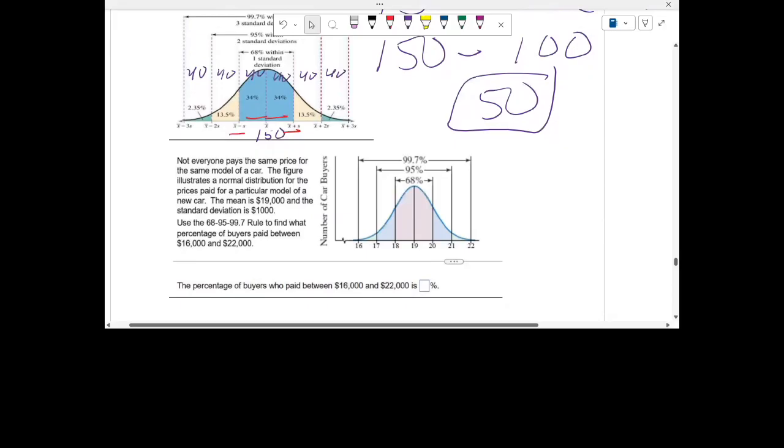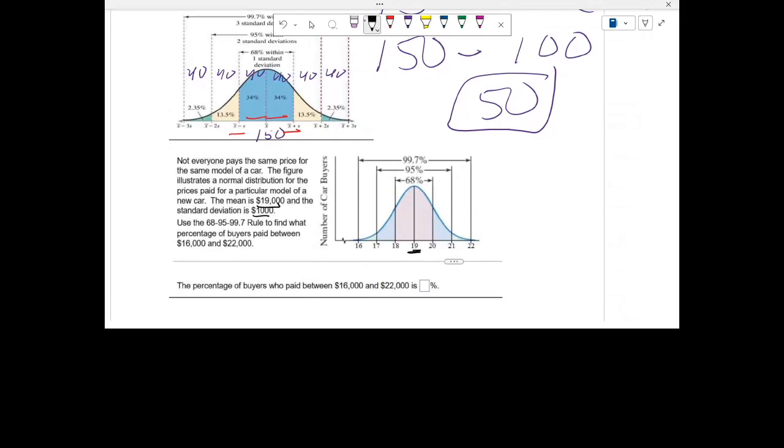So y'all, now let's take a look at the next problem. And y'all, we're gonna basically keep using that same chart, okay? And so it says, look, not everyone pays the same price for the same model of a car, right? The figure illustrates a normal distribution for the price paid of a particular model of a new car. Okay, the first thing it tells me is the average is 19,000. Look, y'all, that's why that number is right there in the middle. That's 19,000. And the standard deviation is 1,000.